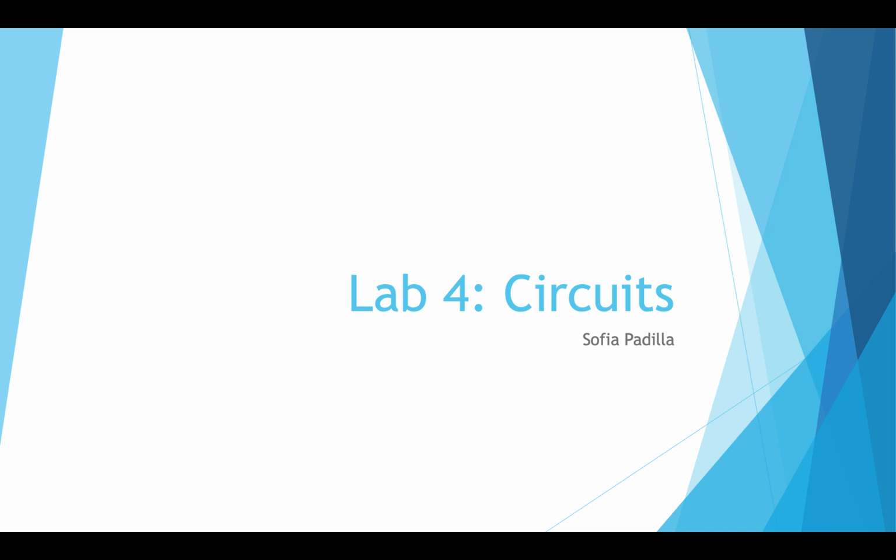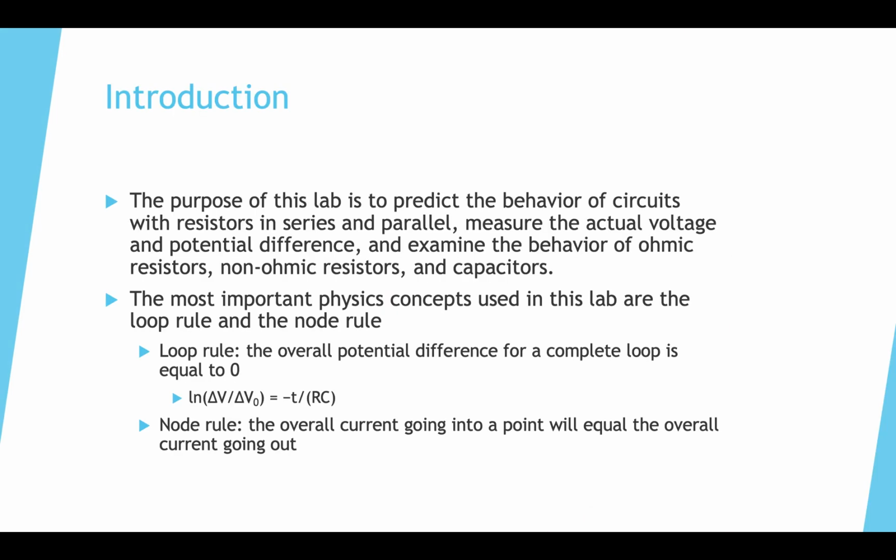This is Lab 4, Circuits. The purpose of this lab is to predict the behavior of circuits with resistors in series and parallel, measure the actual voltage and potential difference, and examine the behavior of ohmic resistors, non-ohmic resistors, and capacitors. The most important physics concepts used in this lab are the loop rule and the node rule.